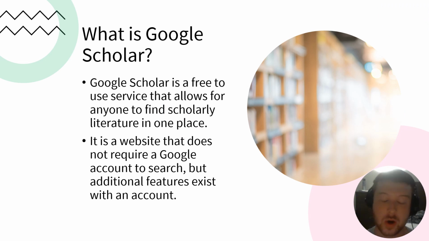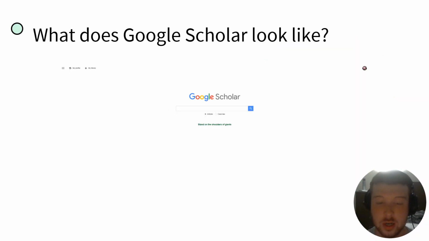Now, what is Google Scholar? Well, Google Scholar is a free-to-use service that allows anyone to find scholarly literature in one place. So this could be things such as scientific journals or peer-reviewed journals as well, anything along those lines that is able to be used in academia for reputable work just in general. It is a website that does not require a Google account to use, but additional features exist with an account added to Google Scholar.